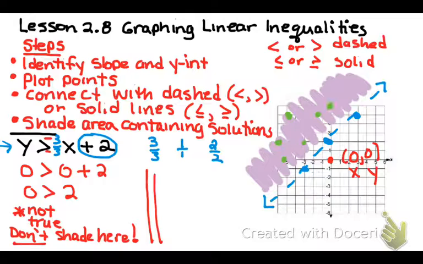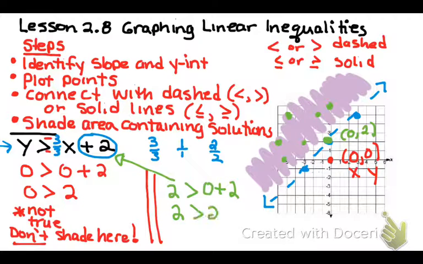would be a solution. Now I wonder if a point that falls on that dashed line would be a solution. So we're going to take this point, which is 0, 2, and sub that into our original inequality. So 2 is greater than 0 plus 2. 2 is greater than 2. That is also not true.